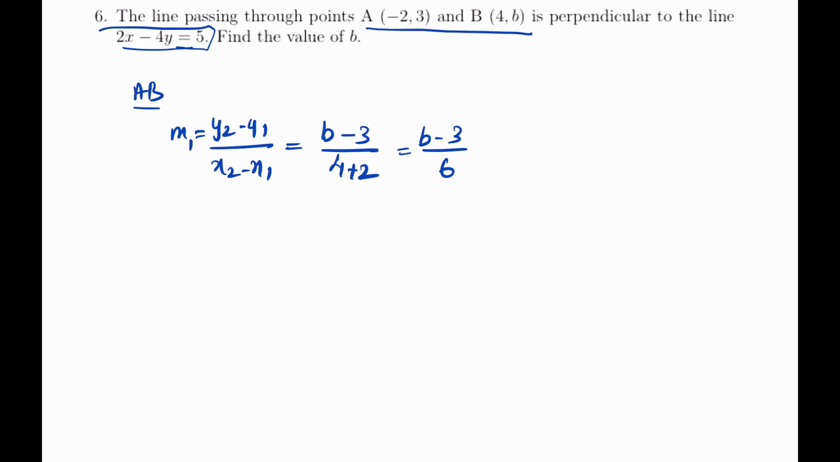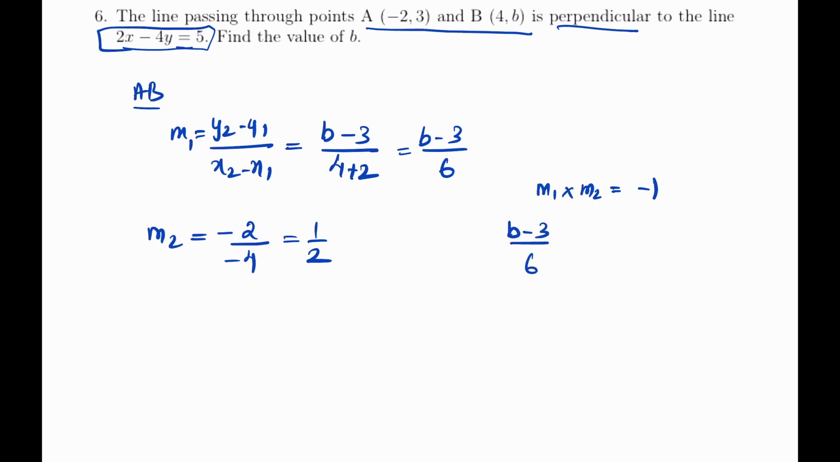And in the case of an equation, how do we find it? Minus coefficient of x, that is 2, by coefficient of y, minus 4, which is equal to 1 by 2. And since they are perpendicular to each other, m1 into m2 is equal to minus 1. So m1 will be b minus 3 by 6 into 1 by 2 is equal to minus 1. Multiply these two, so b minus 3 by 12 is equal to minus 1. Cross multiply, b minus 3 is equal to minus 12, b is equal to minus 9.